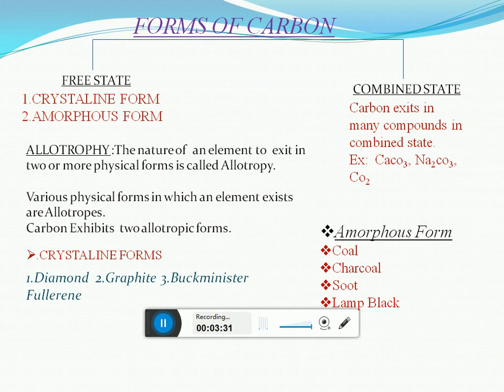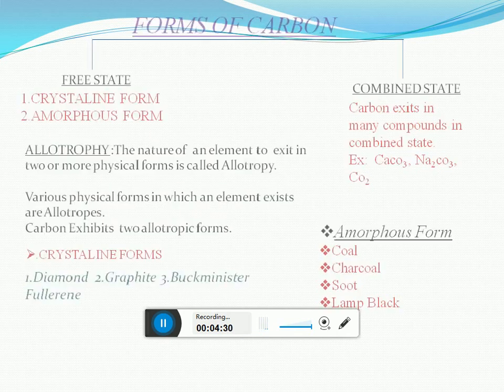Different forms of carbon. Carbon exists in free state as well as combined state. In free state as an element, it exists in crystalline form, and the second one is amorphous form. Crystalline forms will have definite geometrical shape, whereas amorphous forms don't have any geometrical shape. In the combined state, carbon exists in many compounds. For example, calcium carbonate, sodium carbonate, carbon dioxide, and the sugar we eat. In each and everything, carbon is present. So we cannot imagine our life without carbon. So carbon is considered as an element of life.